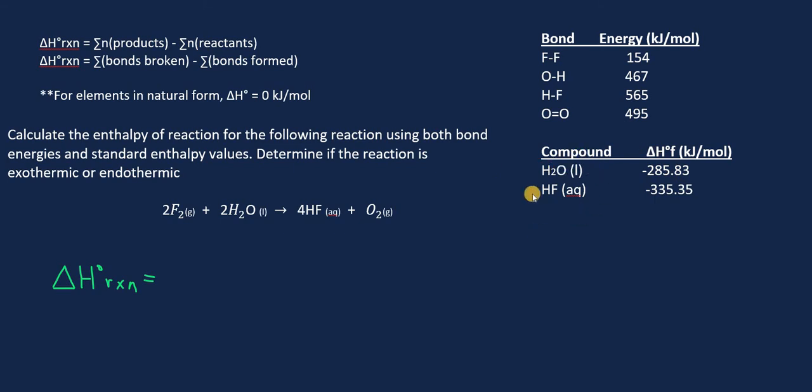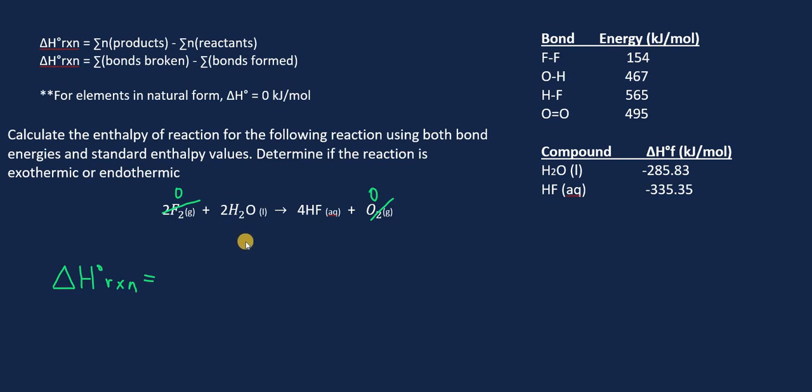The reason only 2 of the compounds are listed in the second chart is because the other 2 compounds in our reaction are in their natural state. F2 is a diatomic molecule in its natural state, so its enthalpy of formation is 0. Same thing for O2. It's in its natural state, so its enthalpy of formation is 0. Always check your reaction and see if you have any compounds in their natural state. You can just cross them out because they won't be factored into the calculation of your reaction enthalpy.